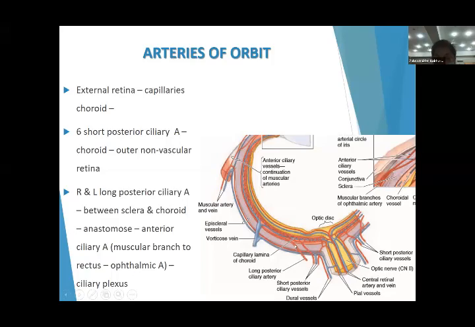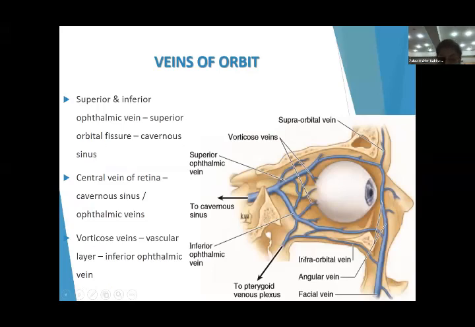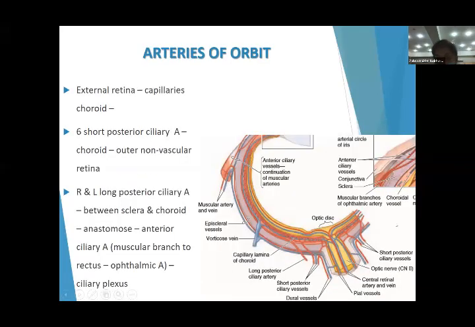ये long posterior ciliary, ये जो है 2 हैं, right and left. There's one over here as well. ठीक है, यहाँ पे right and left. You have 2 long posterior ciliary. These long posterior ciliary are sandwiched between the choroid and sclera. ये sclera है, ठीक है. Between ये choroid है, so between the choroid and sclera, these are the long posterior ciliary arteries between the sclera and choroid.